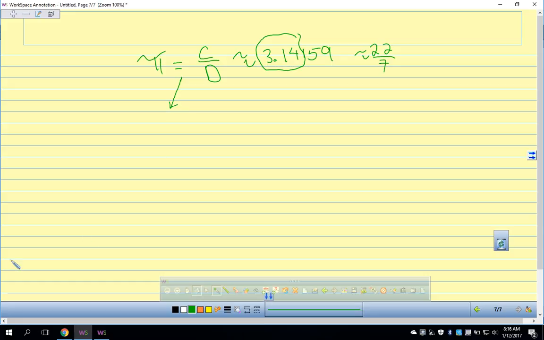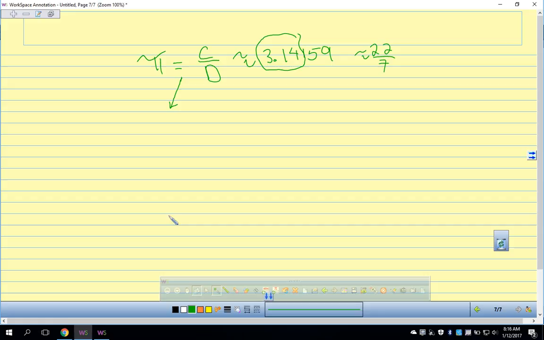And pi comes up all over the place in mathematics, from basic algebra up through trigonometry. The whole unit circle, which you'll learn a little bit about next year and more the following year, is all based on pi. Calculus has pi all over the place.